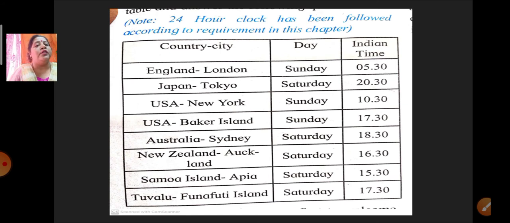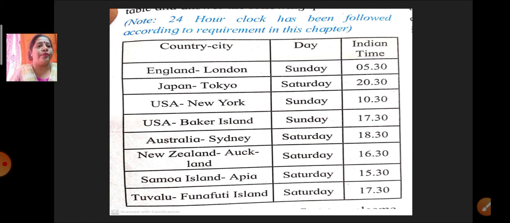Then Samoa Island, that is Apia. When Samoa was celebrating their New Year, what was the timing in India? It was Saturday 3:30. Next is Tuvalu, that is Funafuti Island. When they were celebrating their New Year, it was 5:30 Saturday in India.